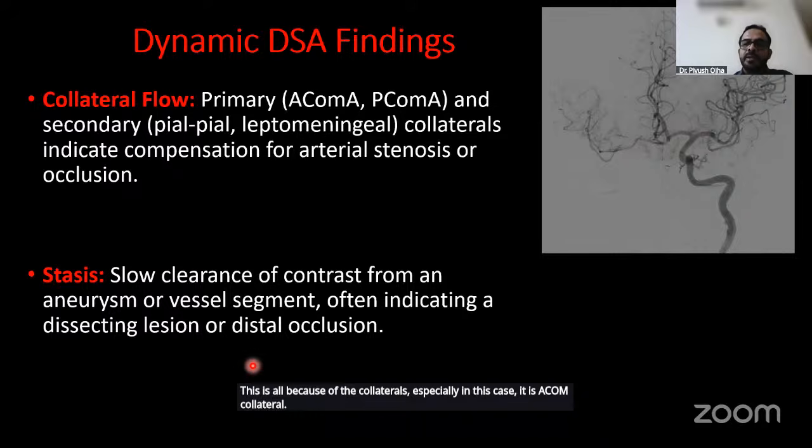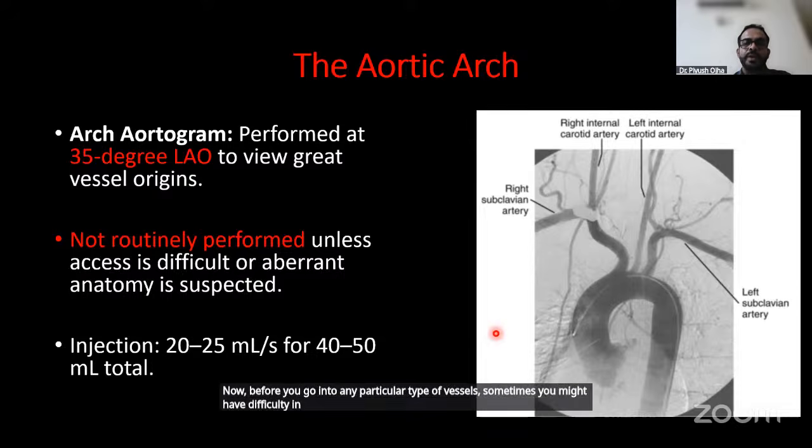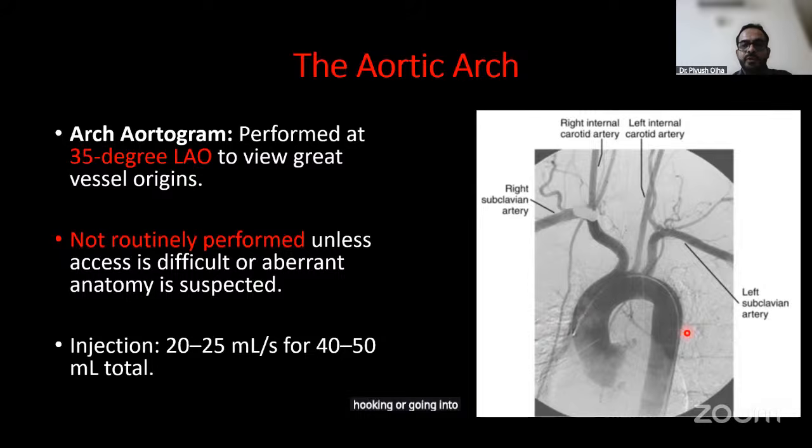And then in patients who have aneurysms or dilated or dysplastic blood vessels, you can also see contrast clearing out slowly from the affected vessel, which is considered to be abnormal. Now, before you go into any particular type of vessels, sometimes you might have difficulty in hooking or going into particular vessels. So for that, what you can do is something called an aortogram.